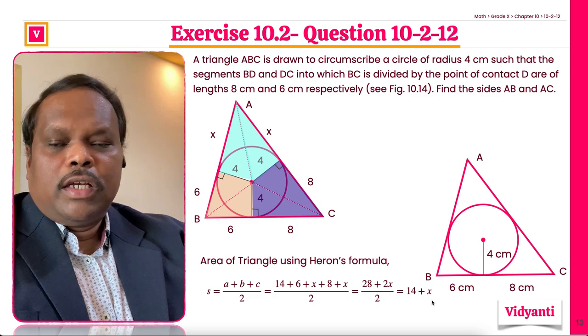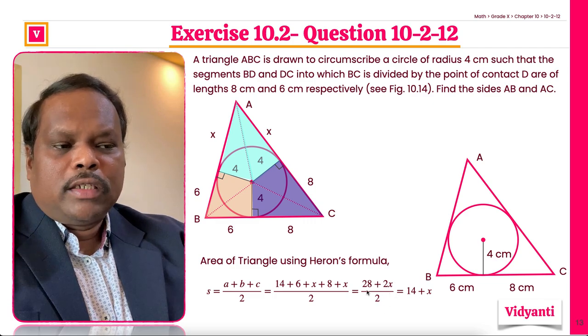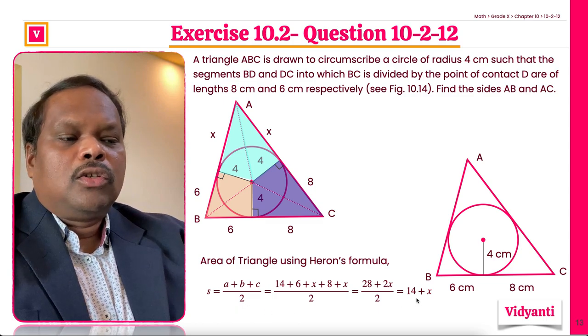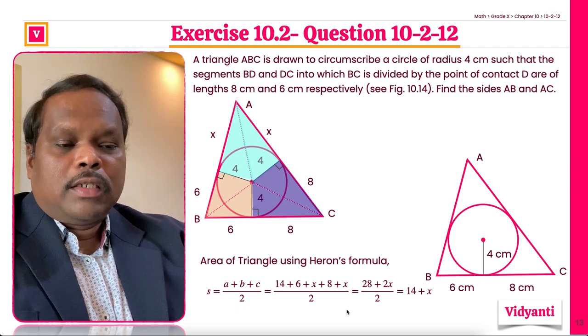So on simplification, I get 28 plus 2x. I will divide everything by 2, because remember, it's half perimeter. So the half perimeter came out to be 14 plus x.